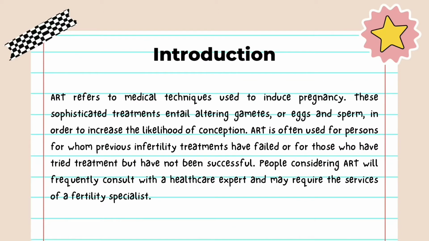Hey there, before we talk about types of ART, do you know what ART is? ART refers to a medical technique used to induce pregnancy. These sophisticated treatments entail altering gametes, or eggs and sperm, in order to increase the likelihood of conception. ART is often used for a person for whom previous infertility treatments have failed, or for those who have tried treatment but not been successful. People considering ART will frequently consult with a healthcare expert and may require the services of fertility specialists.